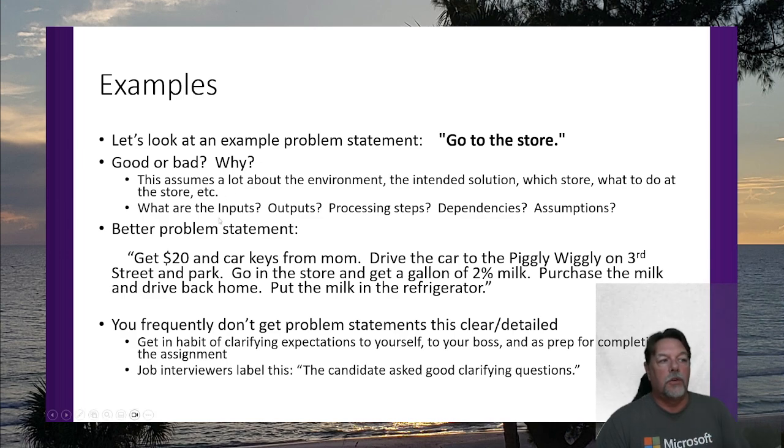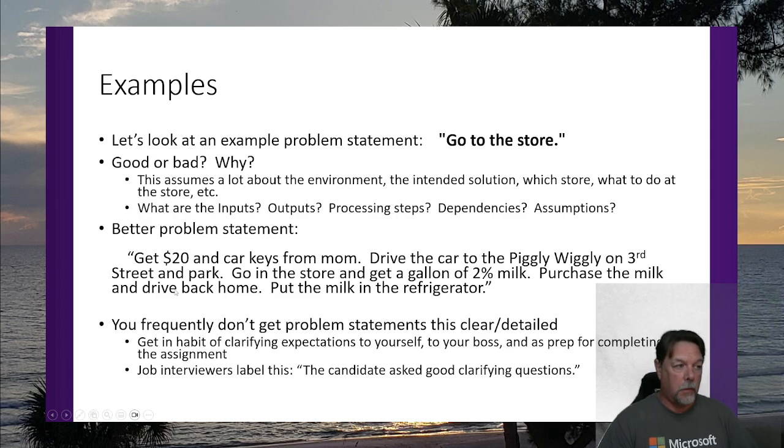And just like the term algorithm is usually used in the context of a computer problem, in similar ways, when we talk about what makes a good and a bad problem statement, we're talking about it in the context of writing a computer program. And so we're going to think about things like, what are the inputs to this problem? What are the outputs that it's supposed to produce? What are the processing steps that are required? Are there any dependencies on other things being done or being present or being completed, such as, is the store closed right now and I need to schedule a time in order to go to the store? Are there any assumptions that are being made?